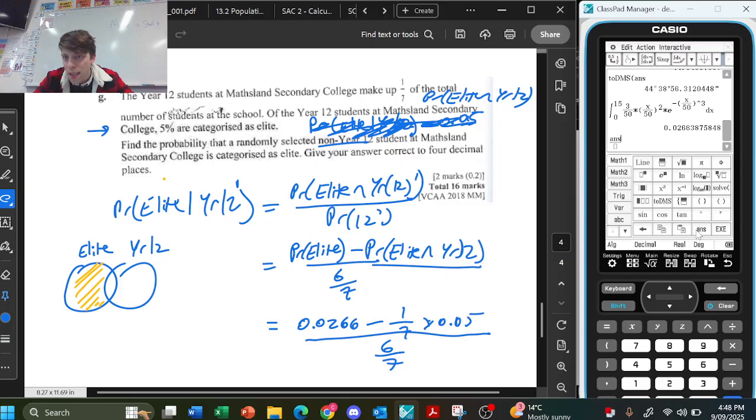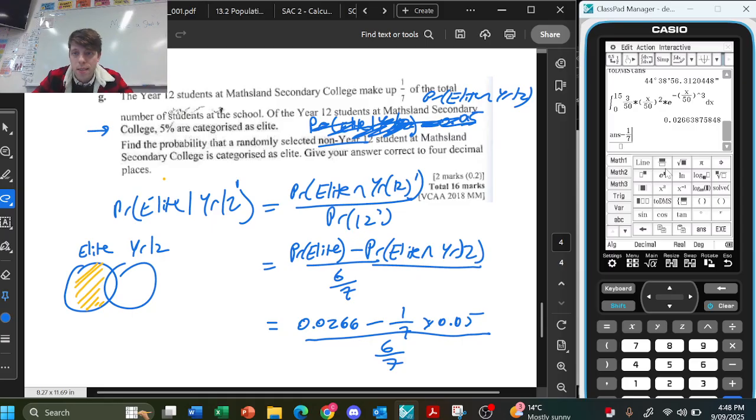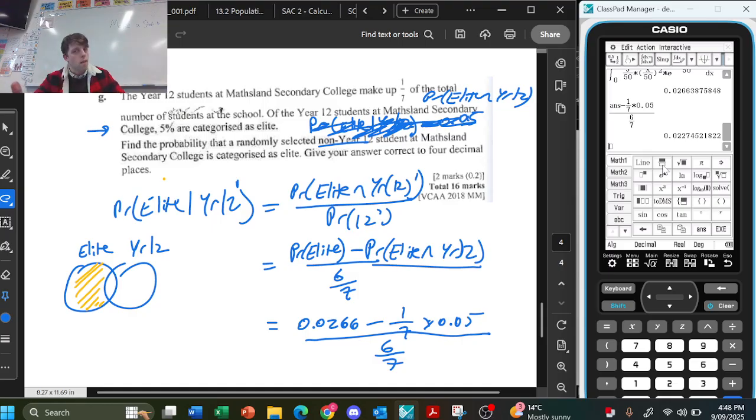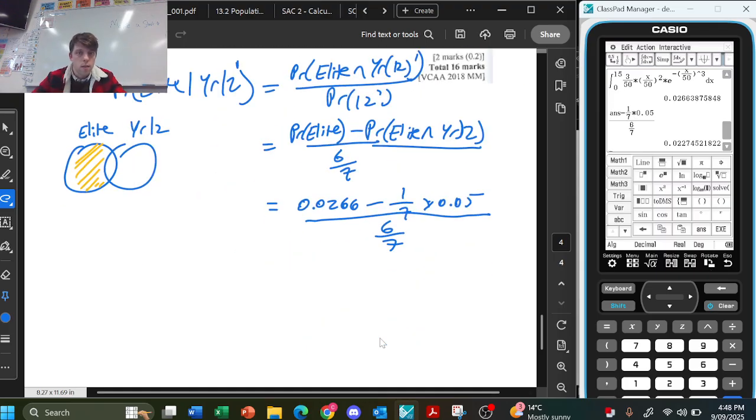So first up, we've got here the answer minus 1/7 times 0.05. Divide that by 6/7. Hit enter. Comes out as the answer is equal to this here. So turns out that the answer is 0.022, and that would be the probability that we're expecting here.